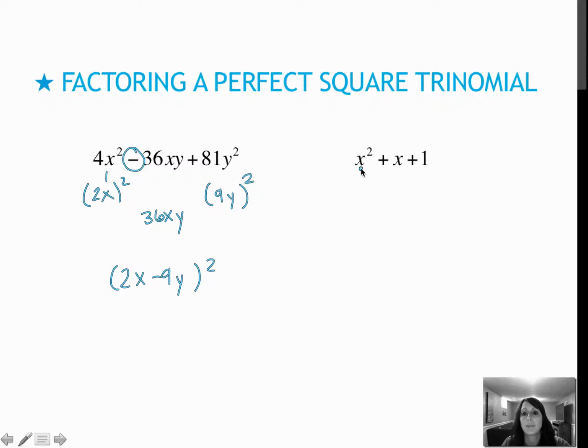For my second example, the square root of x squared is x. The square root of 1 is 1. If I multiply those together, I get x. If I double it, I get 2x. That doesn't fit the pattern, so not factorable.